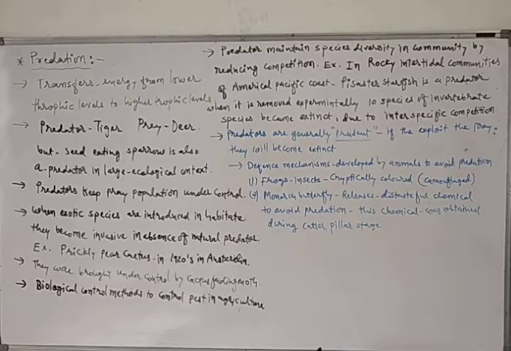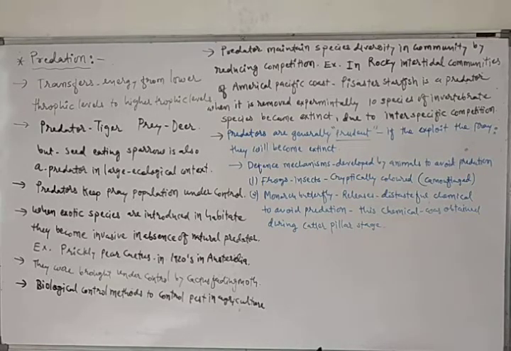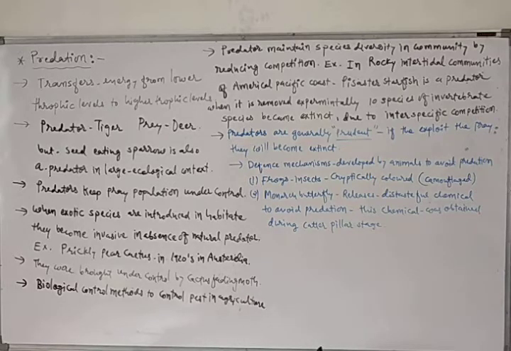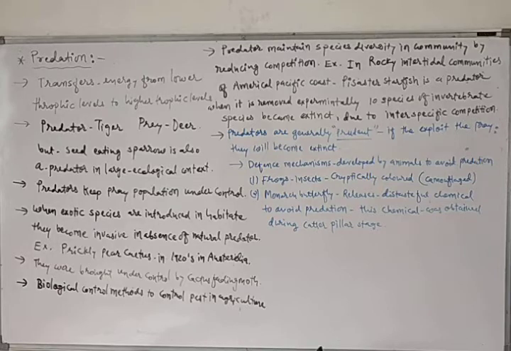Hello students, in the last video we started learning interspecific interaction, and we said that there are some types of interspecific interaction like predation, parasitism, competition, commensalism and amensalism. These many types of interspecific interactions exist in a community. Today we are going to start with the first interspecific interaction given in the textbook, and it is predation. So we will learn predation first.